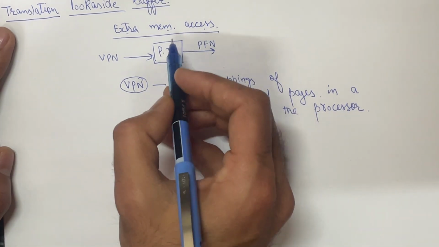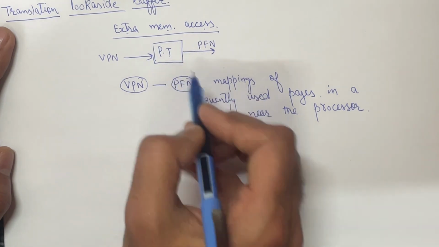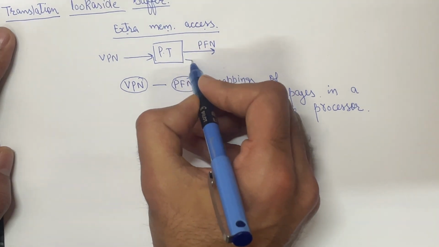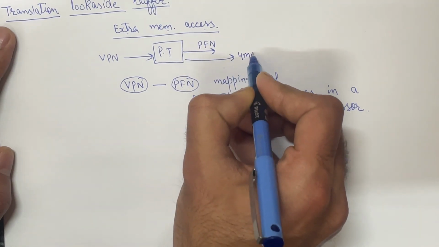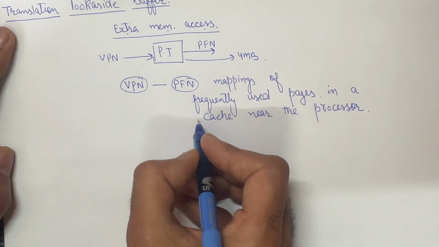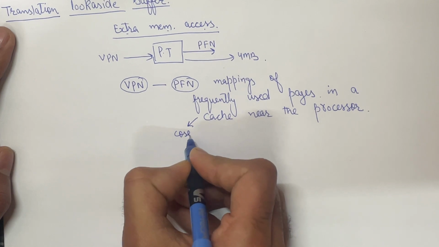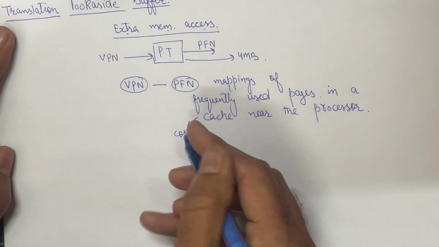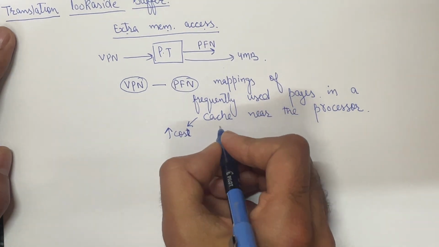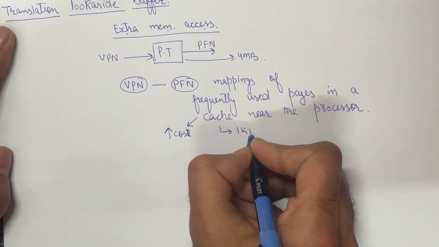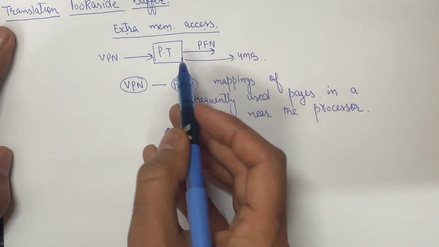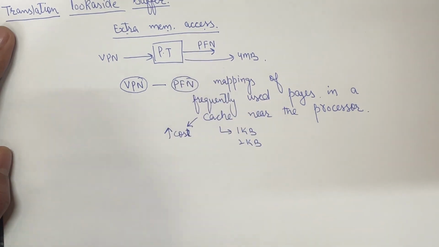Now somebody will say, why can't we store the entire page table in a cache? We cannot. Why? Because the size of a single page table is 4 MB, and having a cache of this large size will increase the cost of the chip. Caches are usually of 1 KB maximum size or 2 KB. So this is the maximum size of caches.